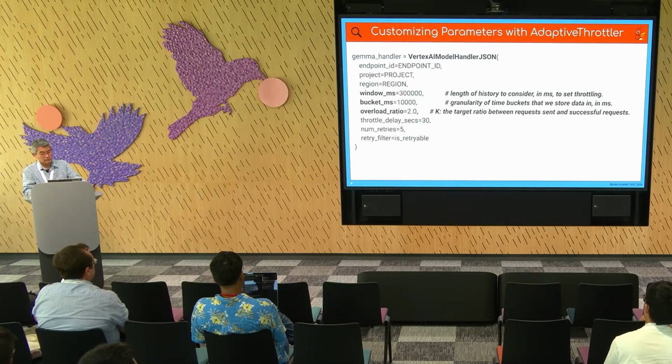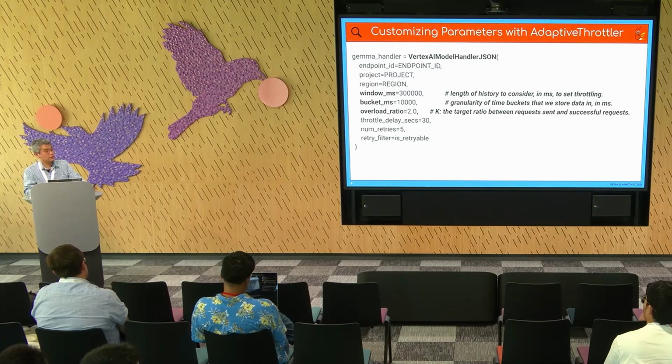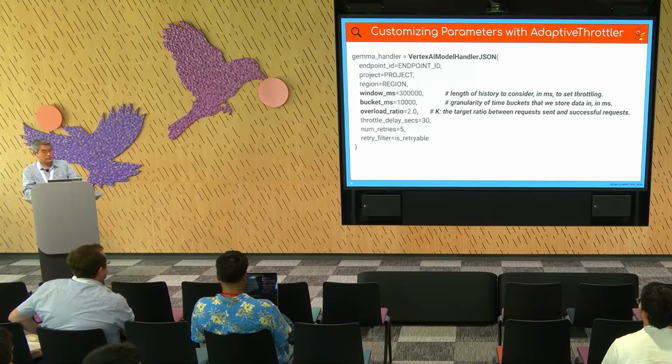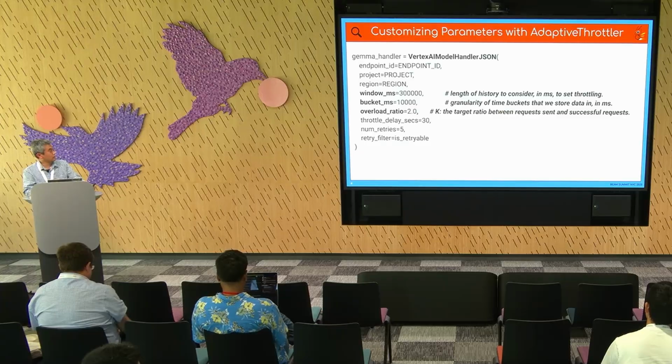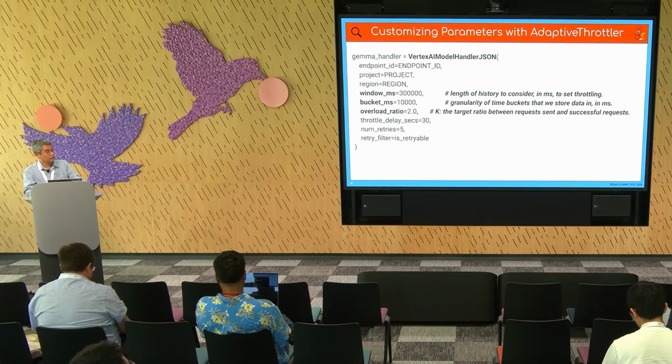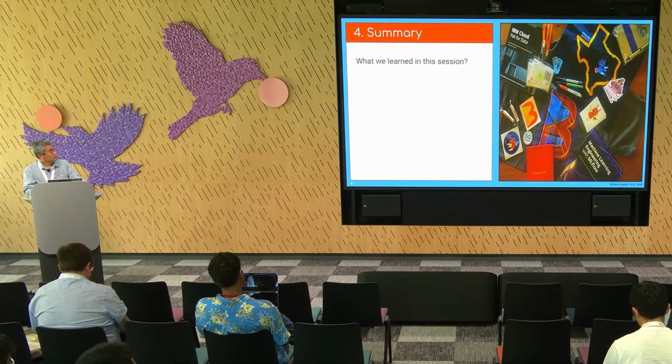You can easily customize these parameters. I didn't mention it, but the Vertex AI JSON model handler and the Gemini model handler are subclasses of the remote model handler, so you can also pass parameters from the remote model handler. For LLMs, you may need a longer window, buckets, and other parameter settings. You can definitely override that. So this is all for the implementation.